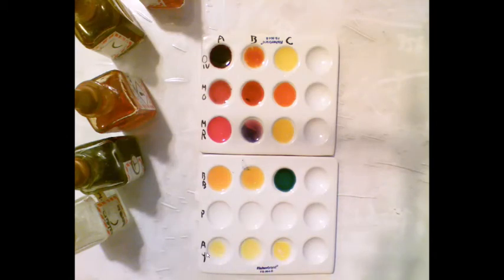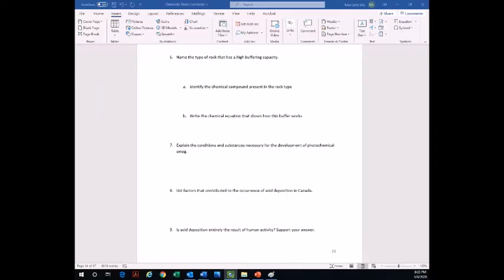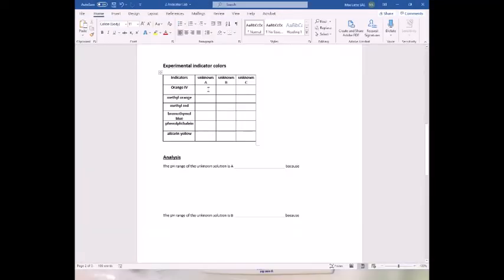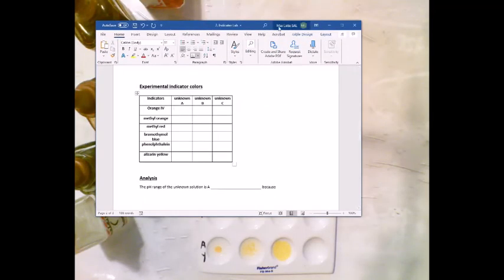Okay, that's cool. So now we're going to fill in that chart on the Word document here. Oops, wrong one. There we go. So this one looks like, maybe I could do a little split screen here.